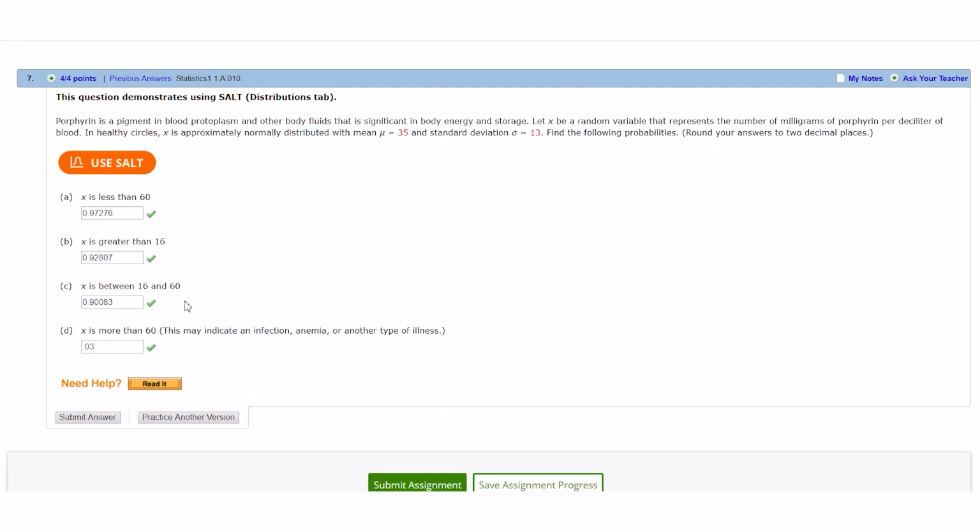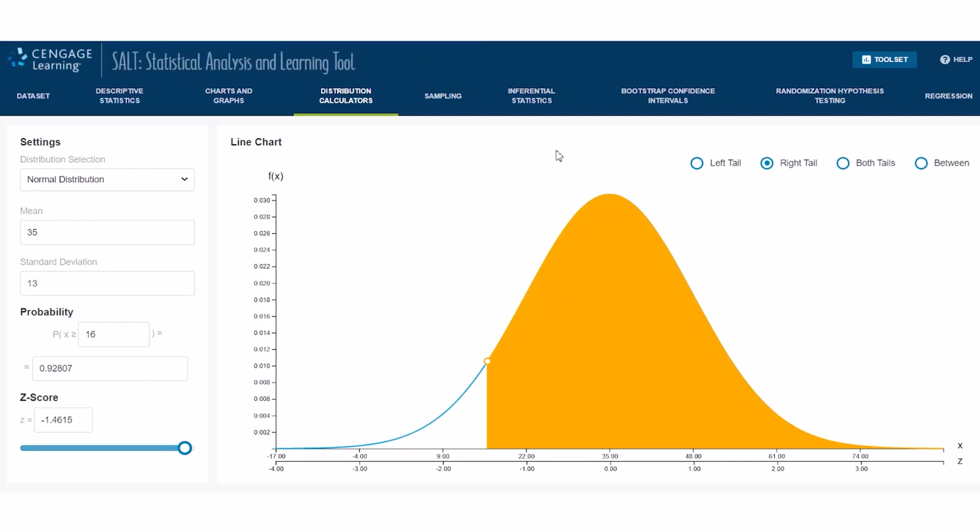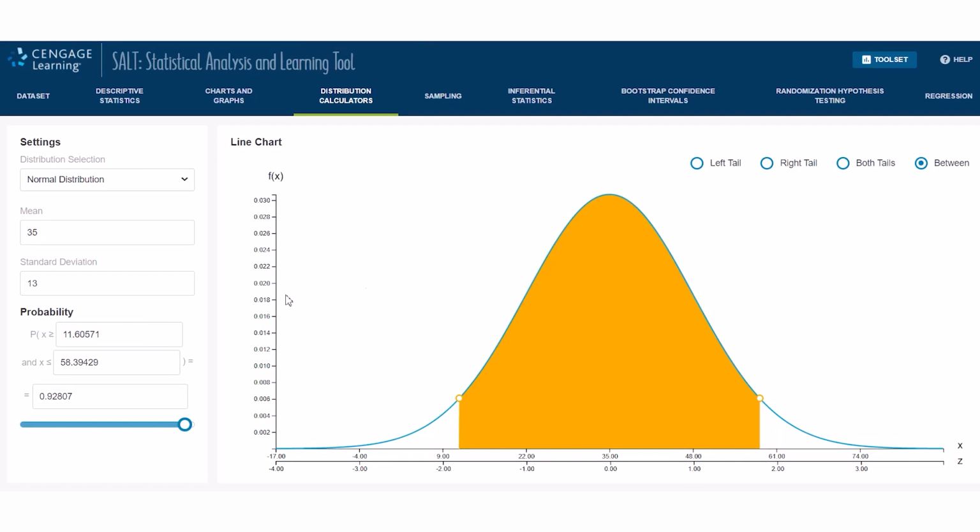Next, the student is asked to calculate x is between 16 and 60. Go back to SALT. Student would then select between tail, and they would enter between 16 and 60, and their p-value is here.